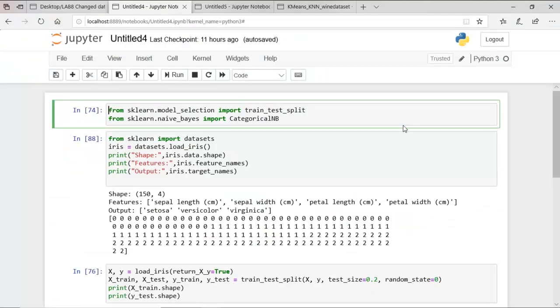Okay, let's implement the same concept using the sklearn library. From sklearn.model_selection, I have imported train_test_split. This is to divide your input dataset into a training dataset and a testing dataset, right? Then from sklearn.naive_bayes, you can search and get to know the different classes that it supports, which I have imported.